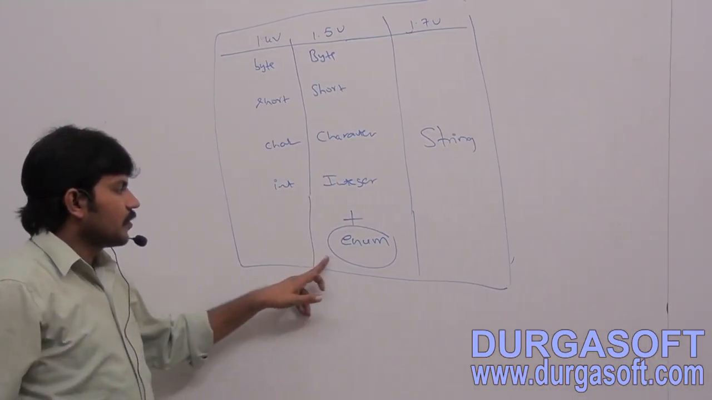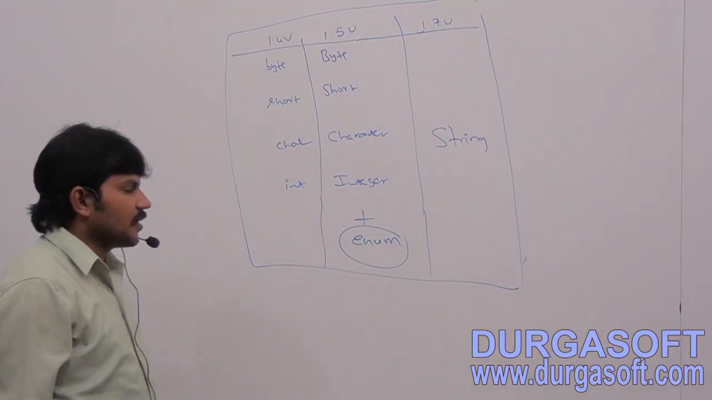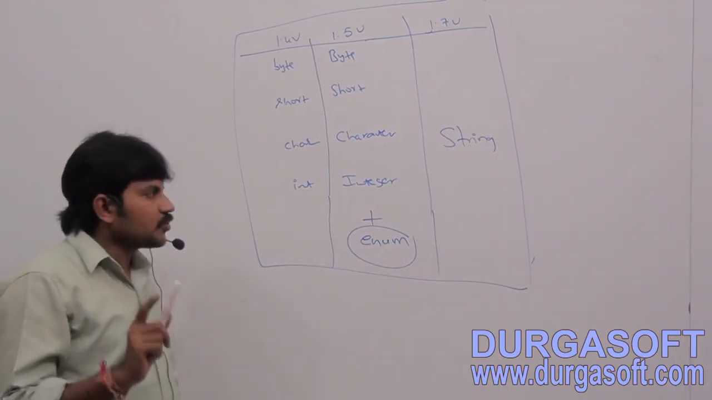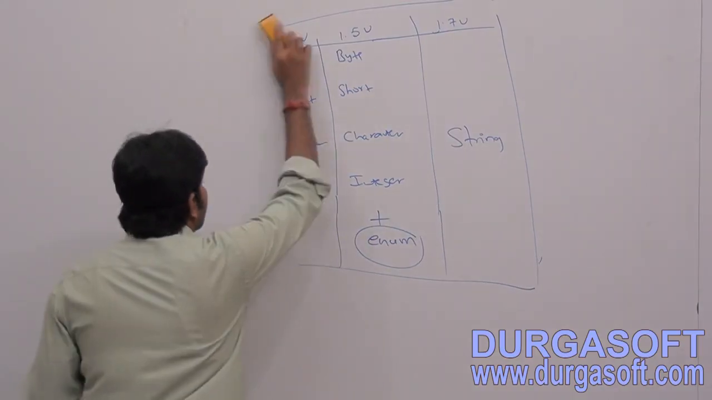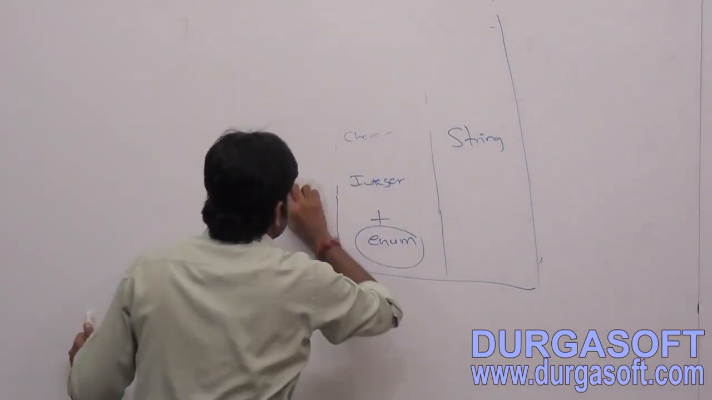Okay, 1.7 version is nothing but string is allowed. Okay, this is conclusion 1. Okay, now the second conclusion.